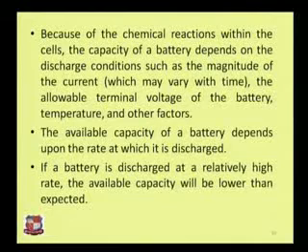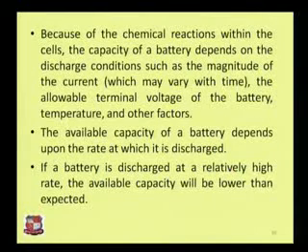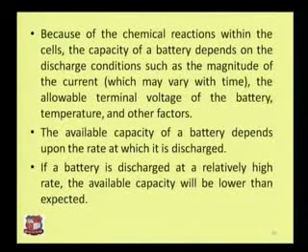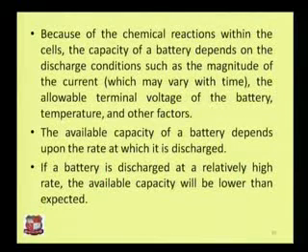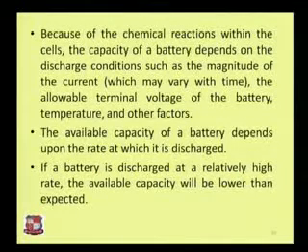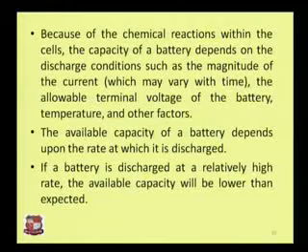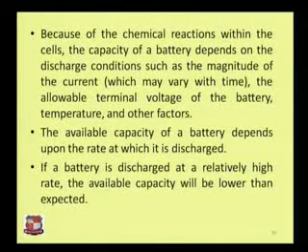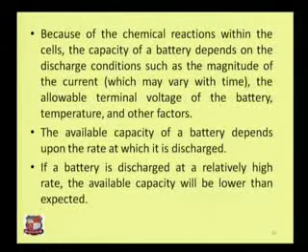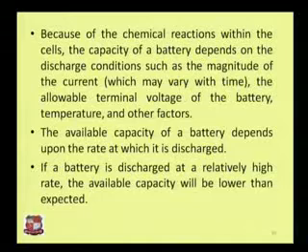The available capacity of a battery also depends upon the rate at which it is discharged. How fast it is discharging is an important parameter which helps in calculating the capacity of a battery. If a battery is discharged at a relatively high rate, the available capacity will be lower than expected, and its efficiency will also be low. But you should also check that it is not discharging too slowly, because then we can't use that battery, and it will automatically self discharge.